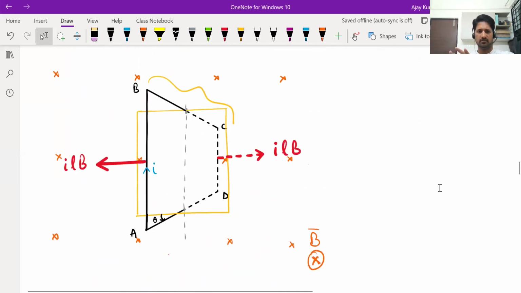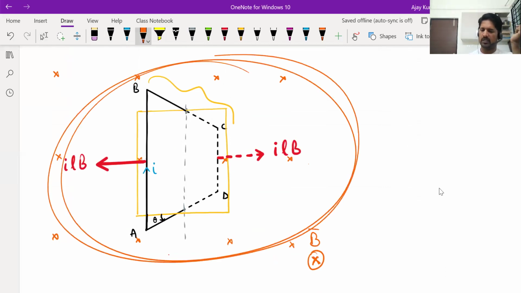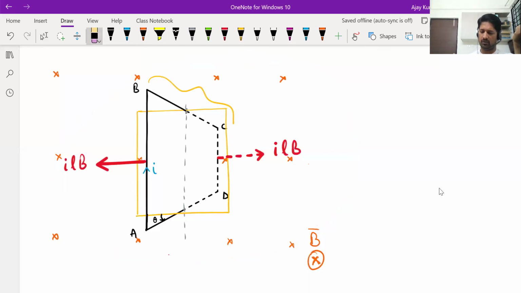But in case the field is non-uniform, you will have to calculate torque this way. You'll have to imagine forces acting on each element, calculate torque produced by each element and integrate that to get the net torque.